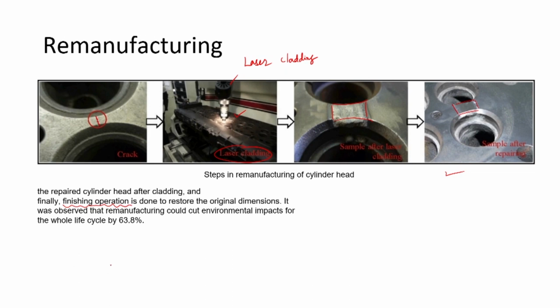It was observed that remanufacturing could cut environmental impacts for the whole life cycle by 63.8%. So, approximately 60% of the environmental impact of going for a new product can be saved. This simple laser cladding has saved the entire cylinder head, which has saved a lot of energy, a lot of resources and money as well.